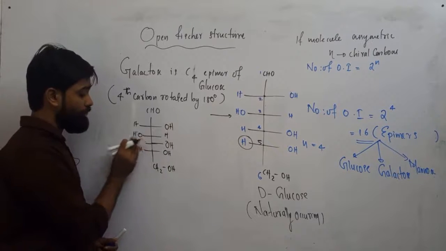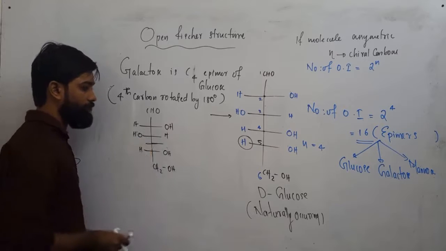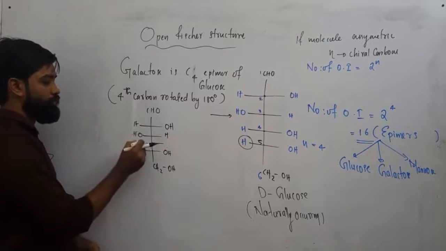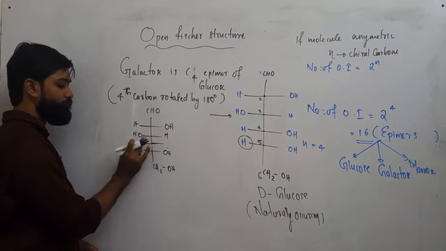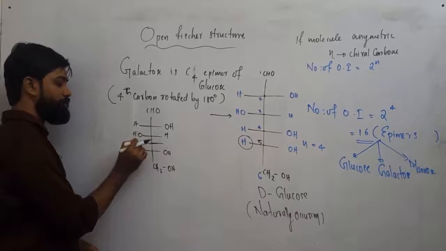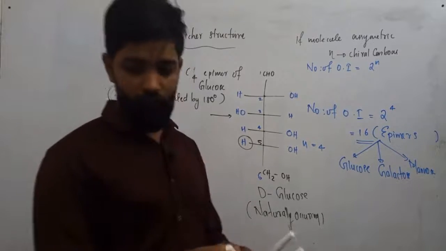You simply turn the C4 carbon by 180 degrees. Then you obtain the galactose. So galactose will be like this. Here is the OH, here is the H. This is galactose.